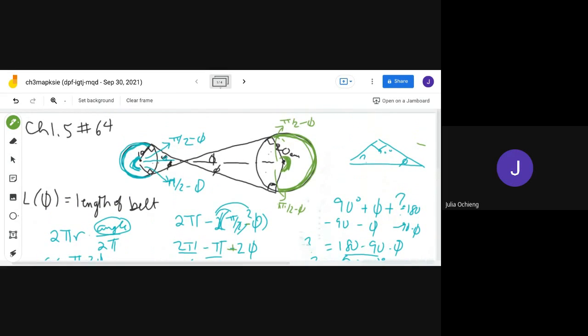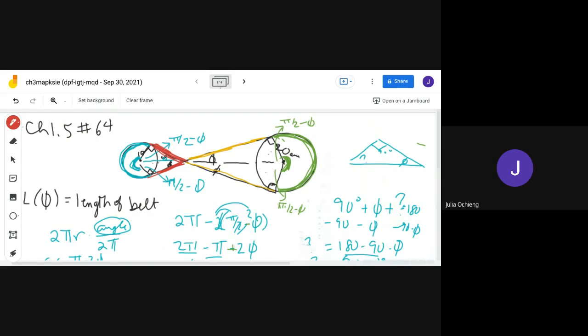All right, so that is the circumference part, the curvy part. We also want this part of the belt. So let's start with just this part, both of those red, and then we'll also add on this later. Okay, so let's do the red part.